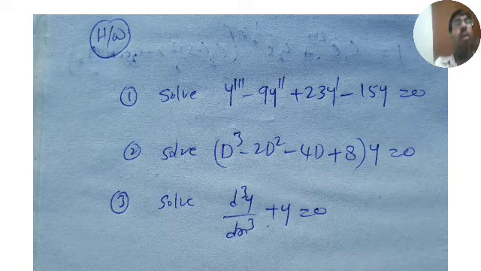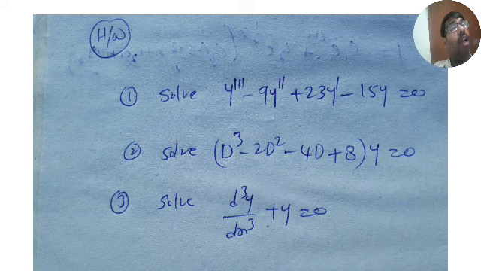and if you are having no doubts, then only go for homework. So this is my homework. Solve y triple dash. Y triple dash means d cube y by dx cube. So notations may be many. Y triple dash minus 9 into y double dash plus 23y dash minus 15 of y is equal to 0.